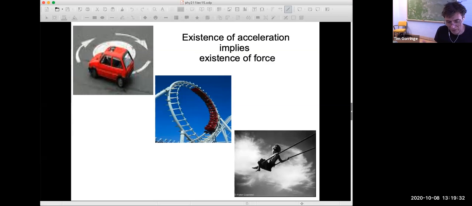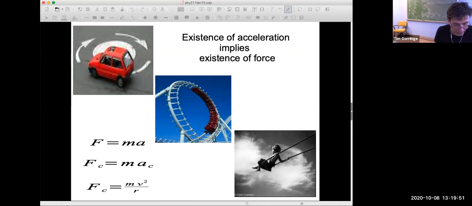I wish Lady Gaga could have been here for this one. She would have recognized, look, you've got centripetal acceleration. To have that centripetal acceleration, there must be some sort of centripetal force beneath that is creating that acceleration. That's the recognition here. And I've written down a formula to go with that.